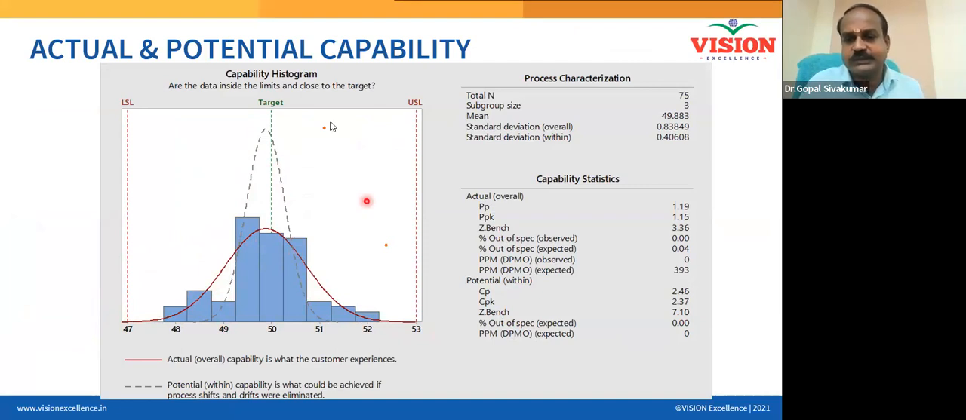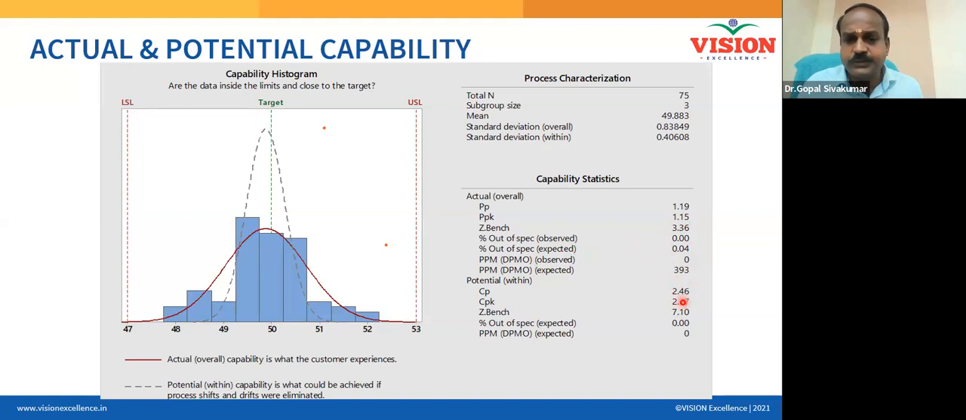You see zero rejection. But some rejections expected, you can see here, 0.04. Right? Percentage of out of spec expected is 0.04. In terms of percentage, 0.04% only, very small. But then, if you produce 1 million pieces, I don't know whether 0.04% is tolerable or not. Right? So that's the indication.